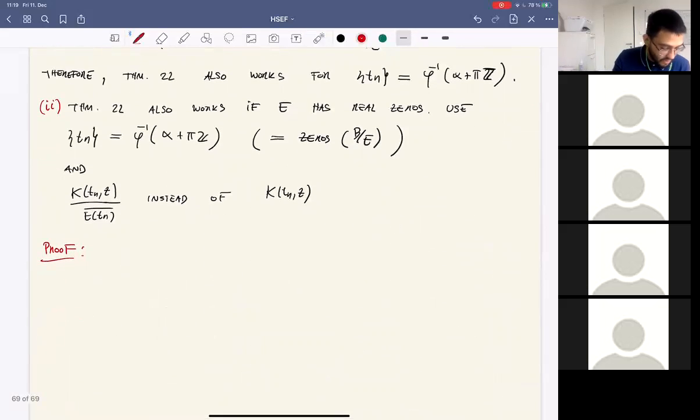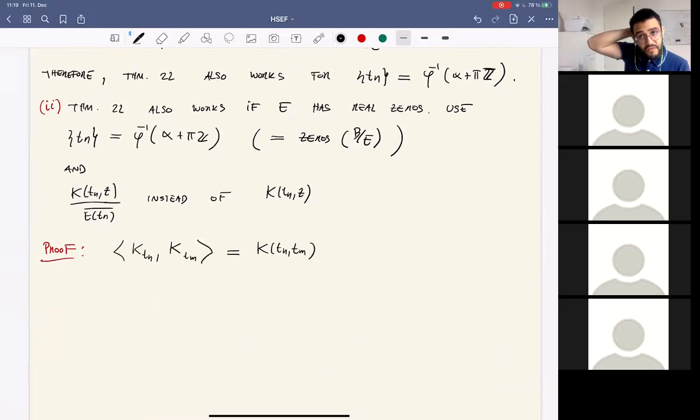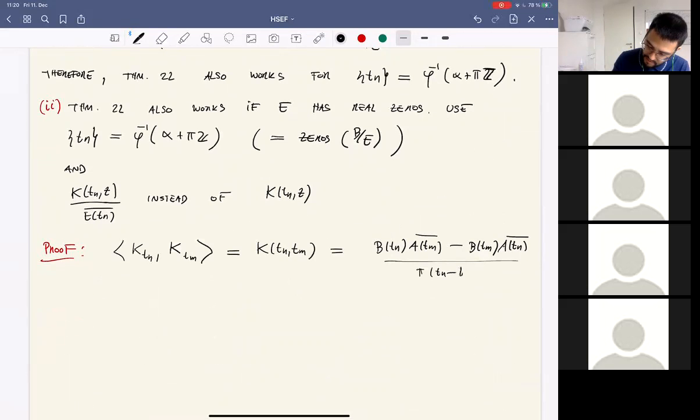Okay, so let me show the first part. Well, we did that already, but when you're using the zeros of function B, it's even simpler to show. You don't need the base function, etc. So Tm and Tn are zeros of the function B, and I'm assuming that E has no zeros. Let's see if we just write the formula. What's the formula? It's B(Tn) A(Tm) bar minus B(Tm) A(Tn) bar, divided by pi (Tn minus Tm).